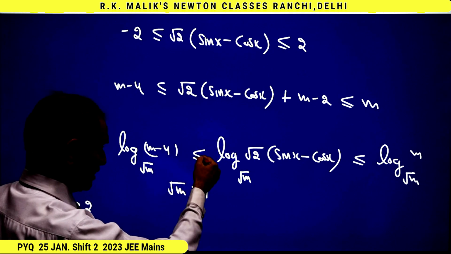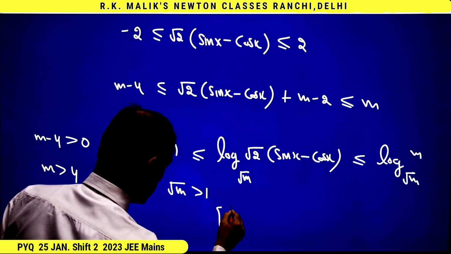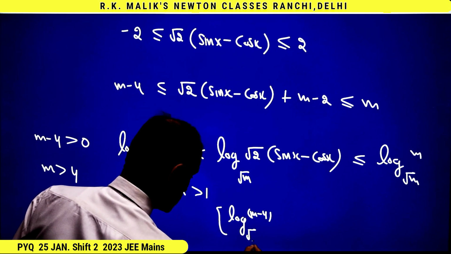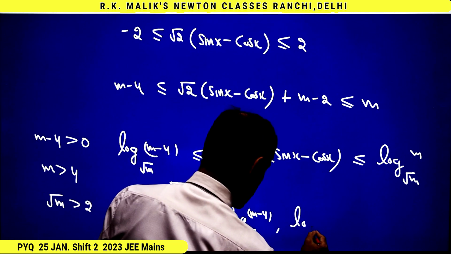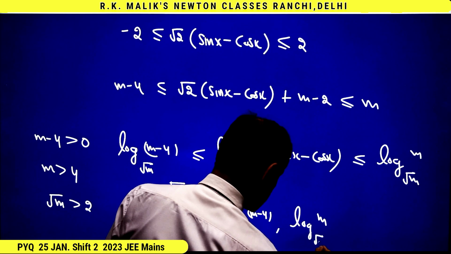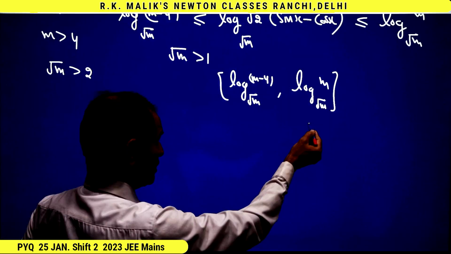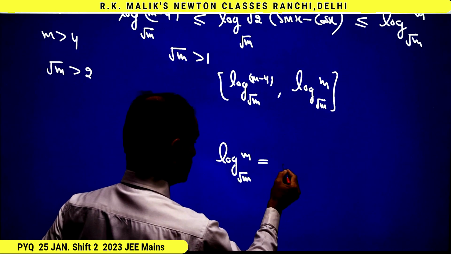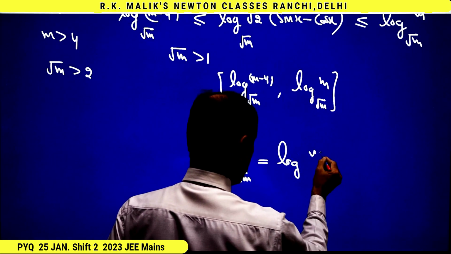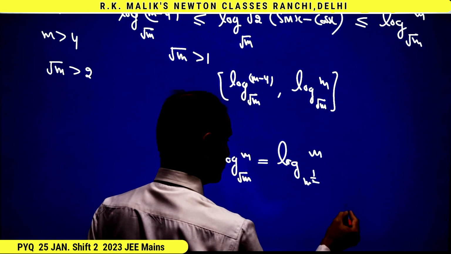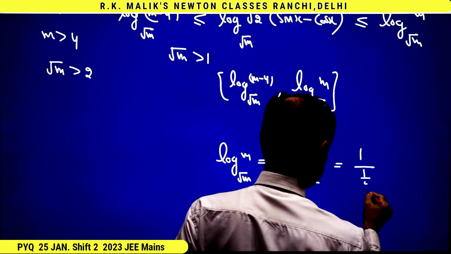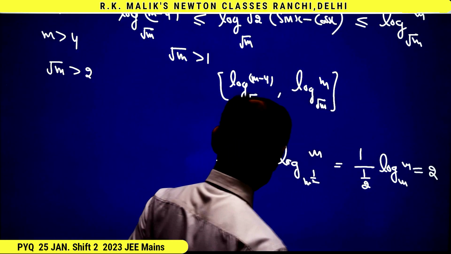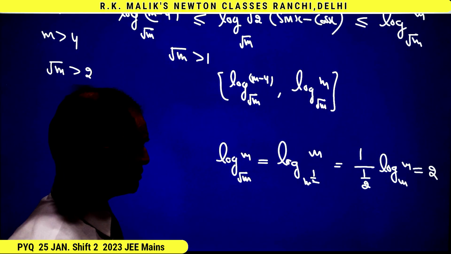Therefore, I can say the range of this is log of m minus 4 to the base root m to log of m to the base root m, and log of m to the base root m is log of m to the base m to the power 1 by 2, that is 1 upon 1 by 2 log of m to the base m, that is 2. Therefore, the value of this is 2.